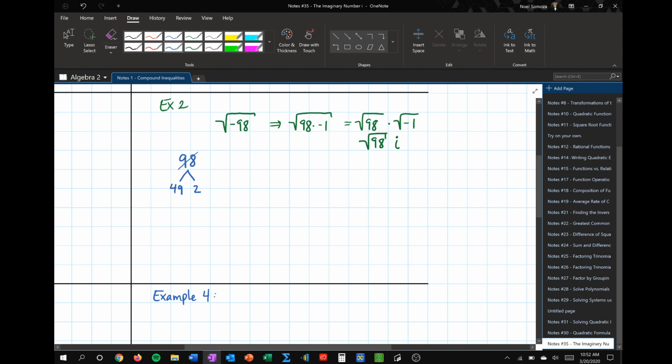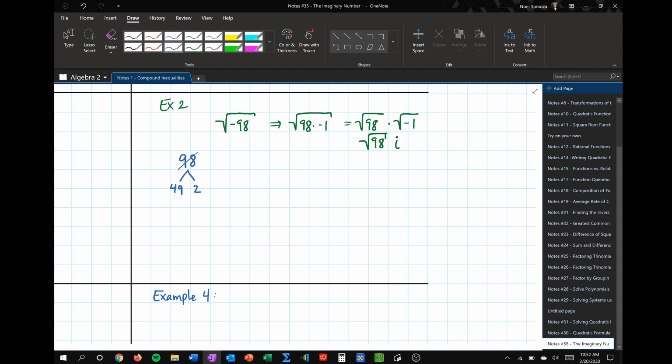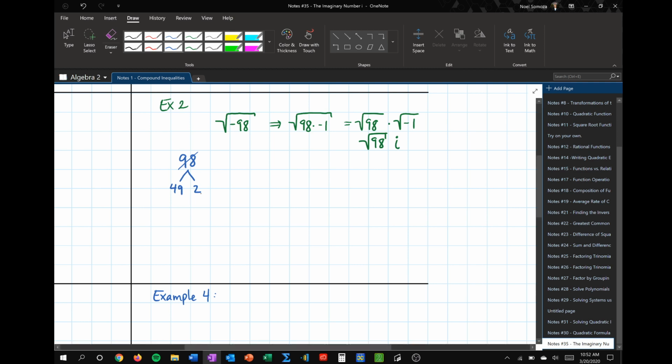scratch it out, because then that's no longer an active number, right? You're not trying to simplify that anymore. Now you're only working with 49 and 2. 2 can't be factored any further because then it would just split into 2 times 1, right? So it's already prime. But 49, you can split that up. That's 7 times 7. Okay, so now scratch out 49 because it's no longer an active number.